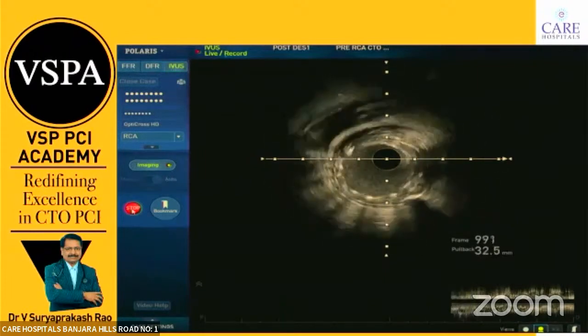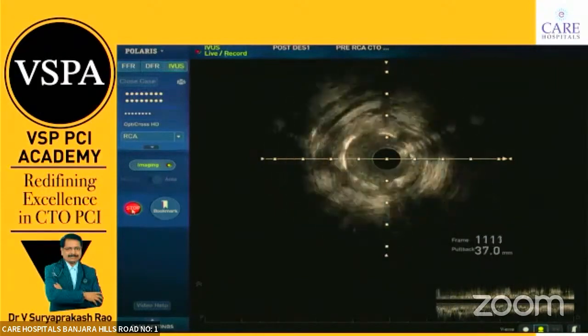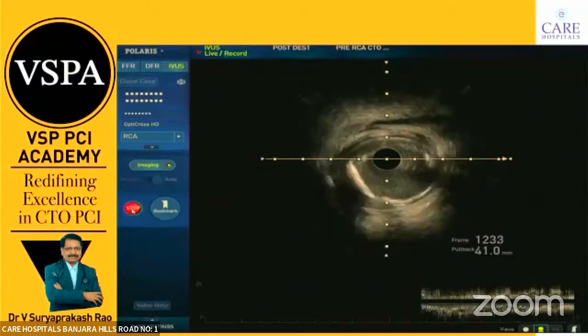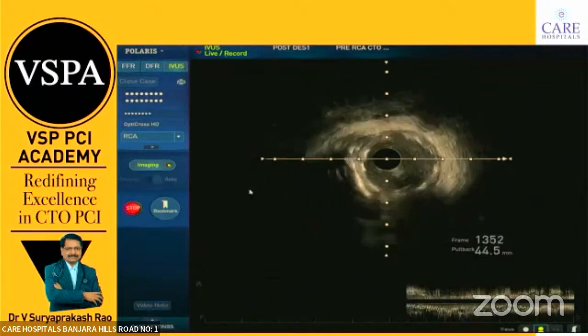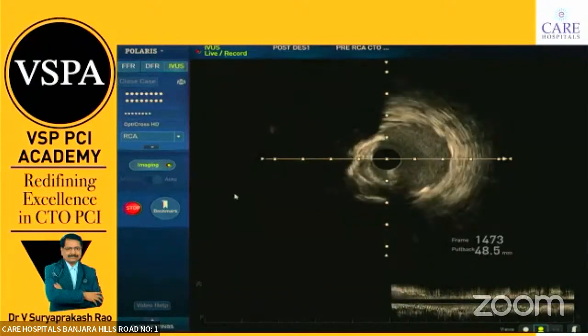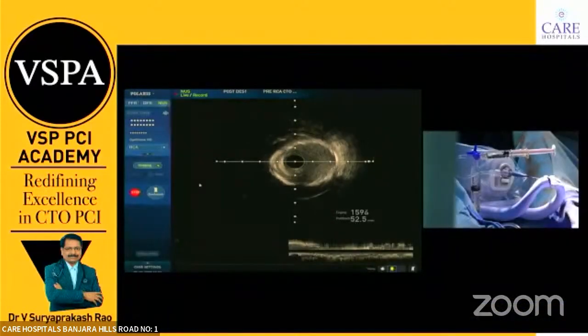What is that one? Beyond that is hematoma. That was the hematoma. I think it needs a little more. Yeah, that is a hematoma, the hematoma from the previous thing. Yeah, now it's better.